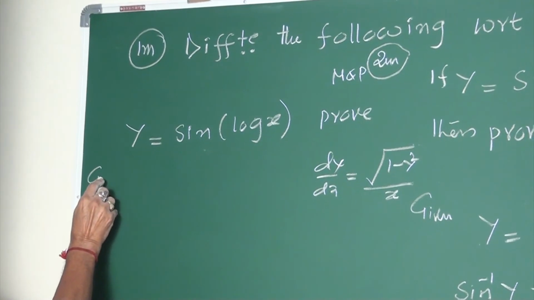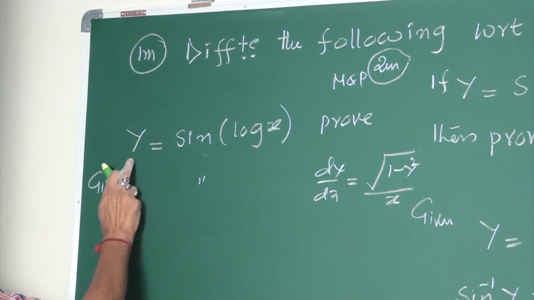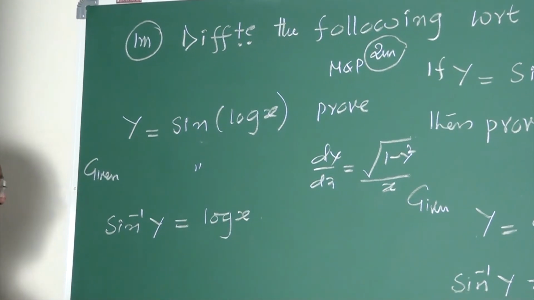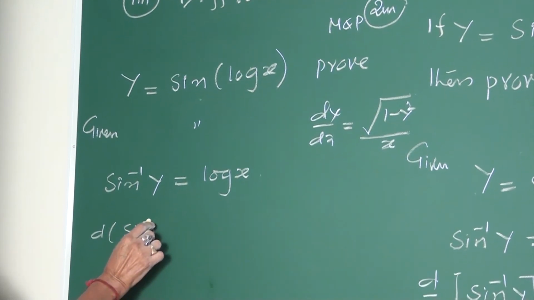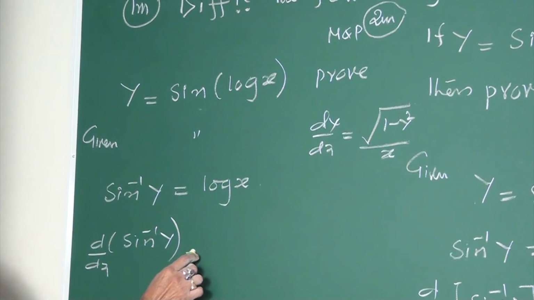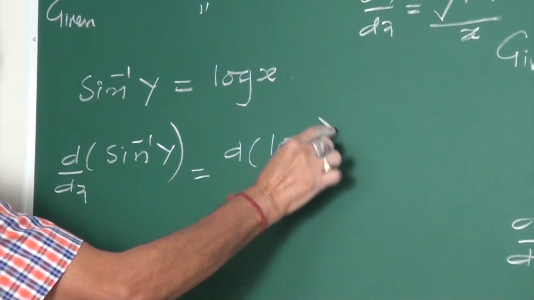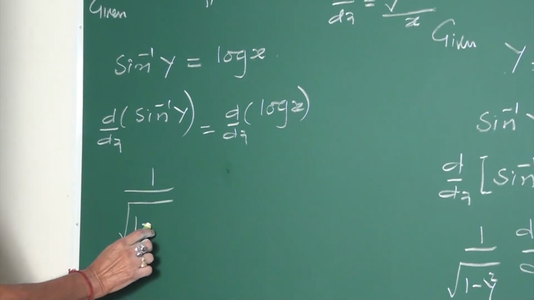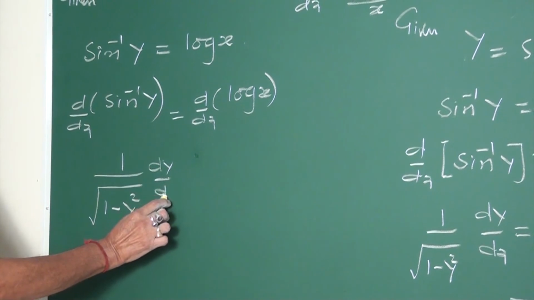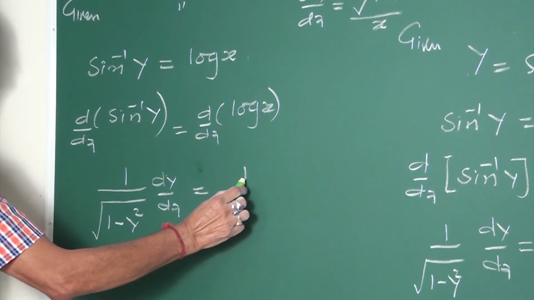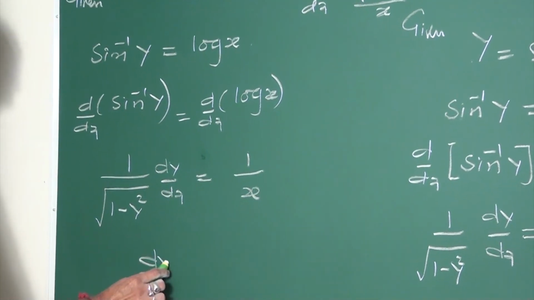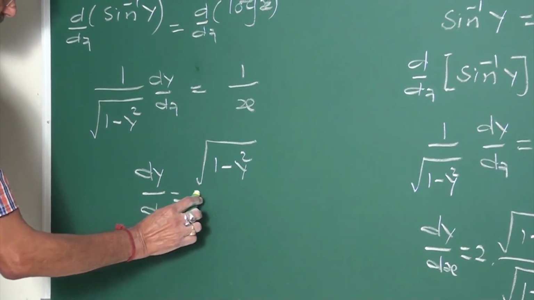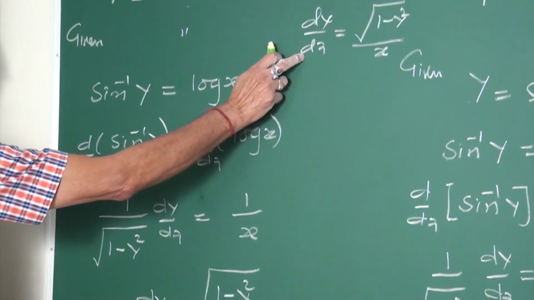Yes, my friend, given y equals this. Bring this side: sine inverse y equals log x. Differentiate with respect to x. It is d by dx of log x, my friend. First with respect to y, 1 upon root 1 minus y square, then dy by dx, equal to the derivative of log x, which is 1 by x. Simplify dy by dx, my friend, shift the numerator: root of 1 minus y square upon x, which you wanted, same as this.